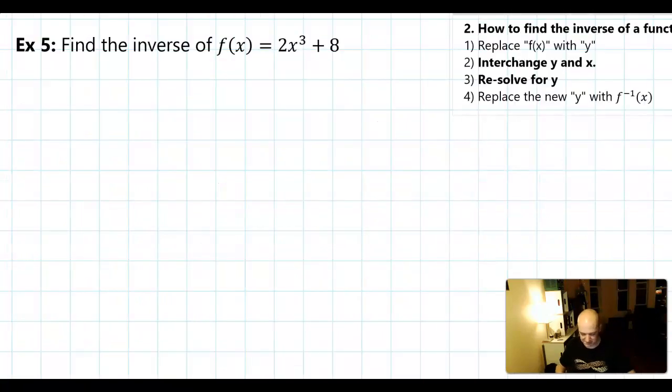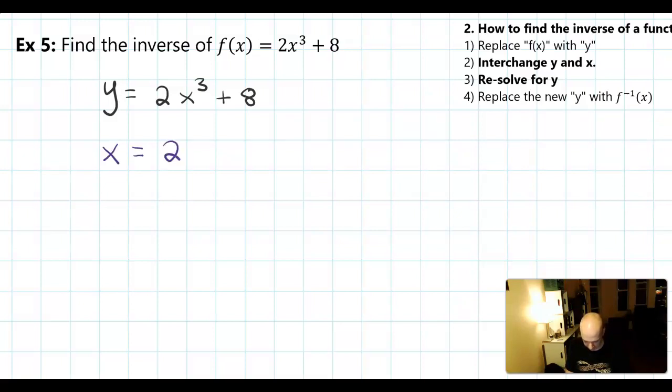Here's something a little spicier. f of x is equal to 2x cubed plus 8. So first step, rewrite it as y equals 2x cubed plus 8. And we need to first switch x with y. So I'm going to switch x and y, changing colors again to indicate that I've now created the inverse relationship. And now I need to solve this for y so that I can describe it as a true, real function. I need to get y alone.